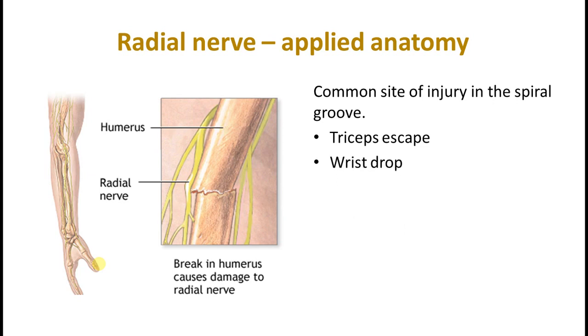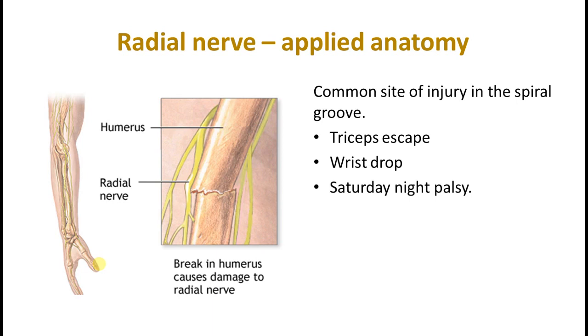Wrist drop occurs because all the extensors of the forearm, the extensor compartment muscles of the forearm, get paralyzed. So the flexors become unopposed and pull the wrist to the front. So the wrist is flexed, that is called wrist drop.